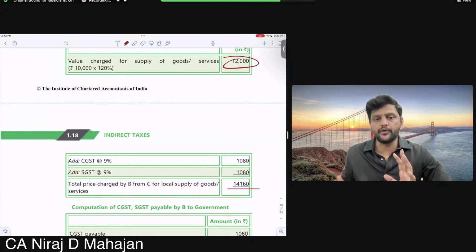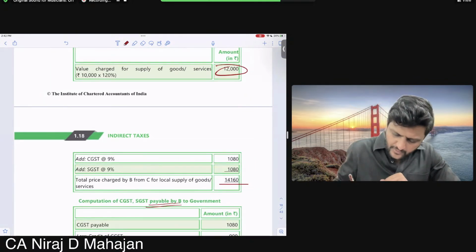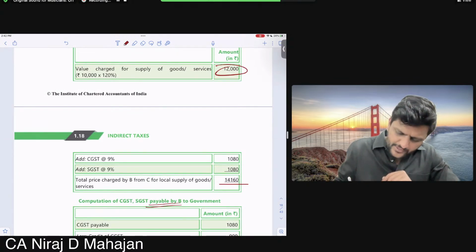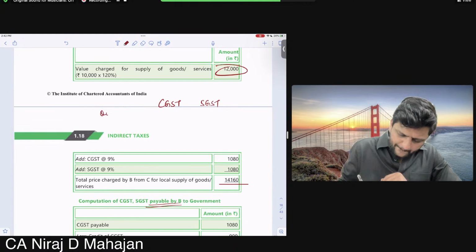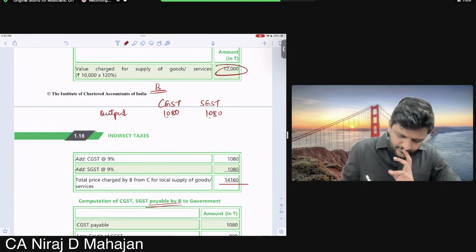But now from B's point of view, please pay attention. I'm writing here the names of taxes. Right now, no IGST was involved. So I'm writing here, pay attention, CGST, SGST, and you can write if you want total, etc. This is a computation of B. Please understand. What is the output? Can you see here? 1080, 1080. Agreed? अरे हाँ.